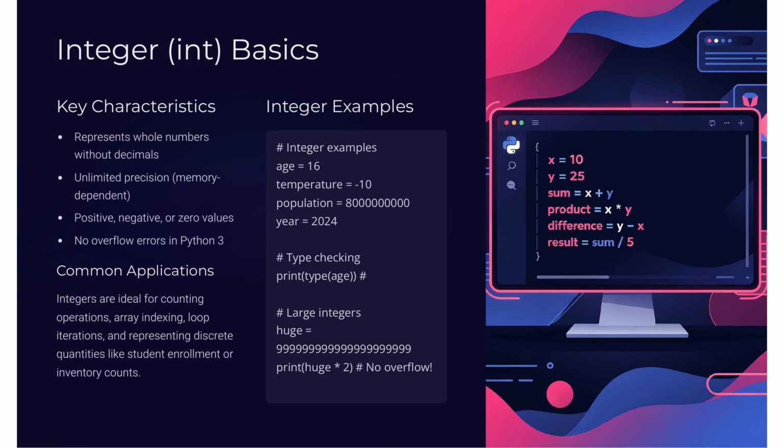Integers in Python represent whole numbers without decimals, offering unlimited precision. They handle positive, negative, or zero values without overflow errors in Python 3. Commonly used for counting, array indexing, and loop iterations. Examples include age equals 16, temperature equals -10, and population equals 8 billion. Python supports large integers, ensuring reliable calculations.